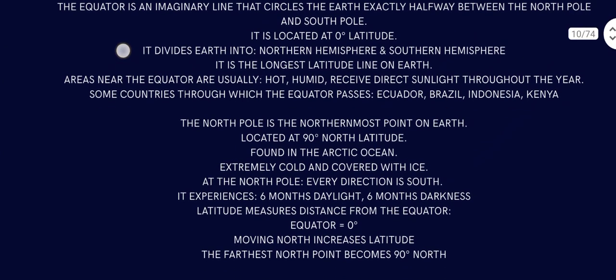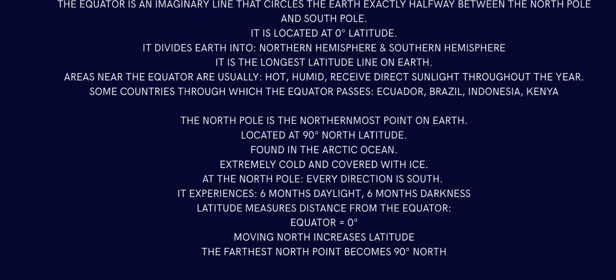It experiences 6 month daylight and 6 month darkness, because the earth moves around in a tilted movement. That's why there's further discussion on that. It experiences 6 month daylight and 6 month darkness. That's what you need to know as factual knowledge.